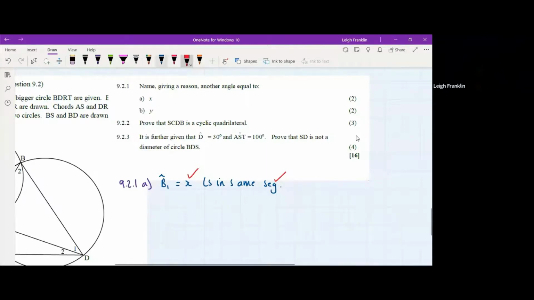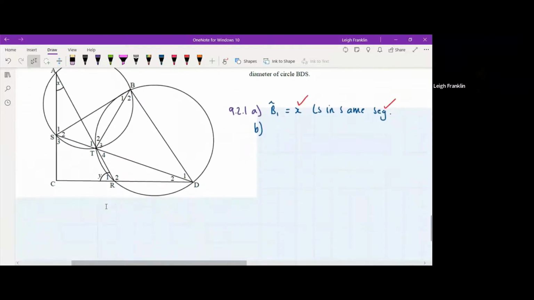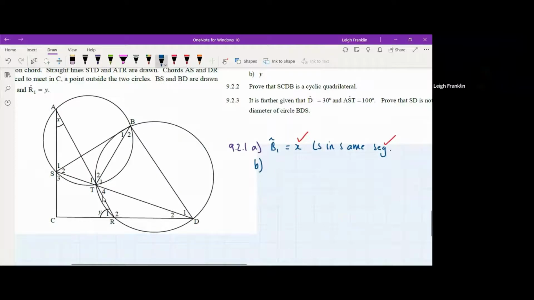Okay, now let's find another angle that is equal to Y. Okay, so let's go back and have a look at the diagram. By the way, here's Y down at the bottom. Let me just move that up a little bit. Here's Y at the bottom. I'll just kind of highlight it for you a little bit in pink. Okay, it's also out of 2 marks, perhaps not quite as obvious.